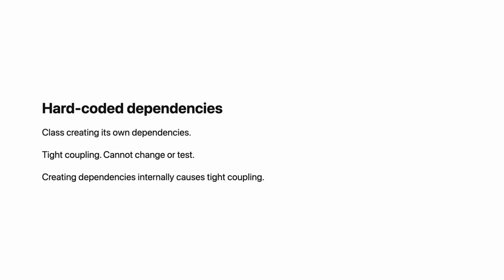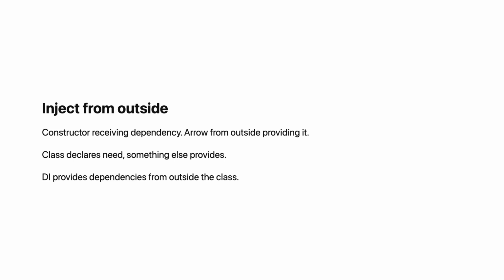class UserViewModel(repository: UserRepository) { use repository }. The constructor receives the repository. The view model does not create it. Someone else provides it. This inverts control. The class says what it needs. Something else provides it. Now you can provide different implementations, real for production, fake for testing. The class does not change.